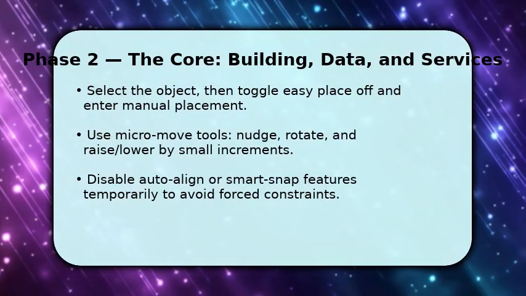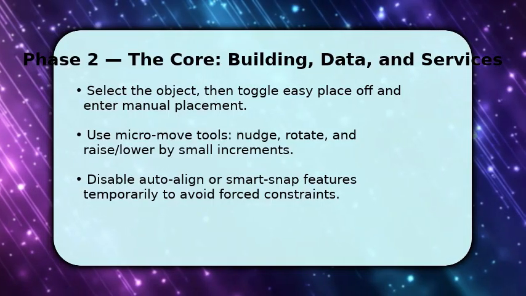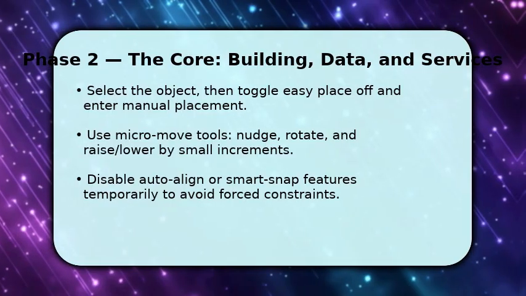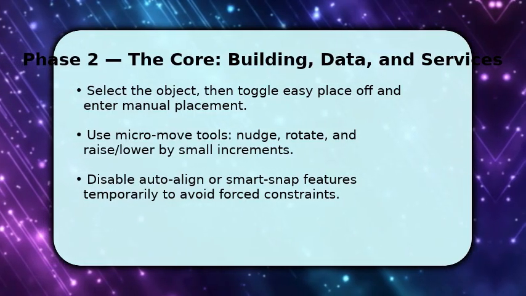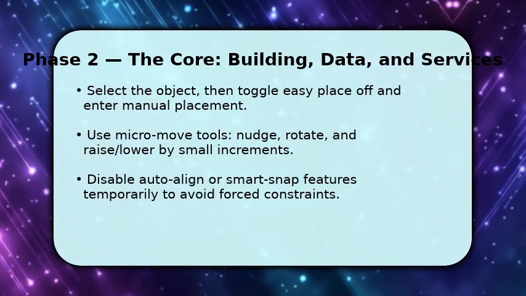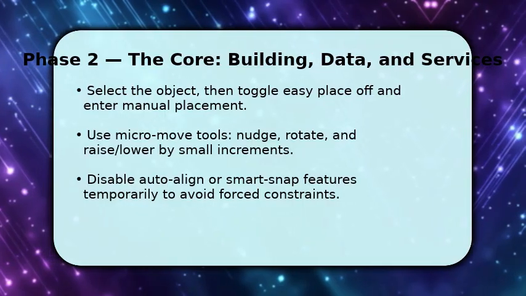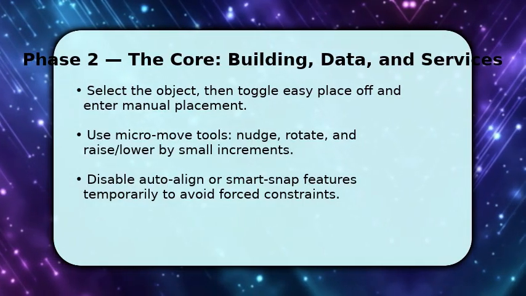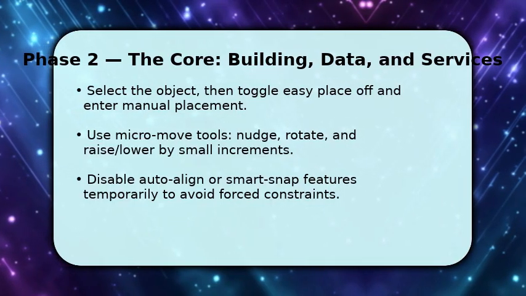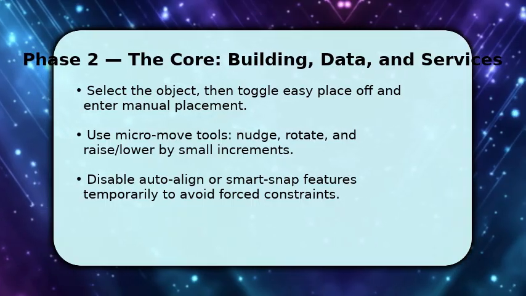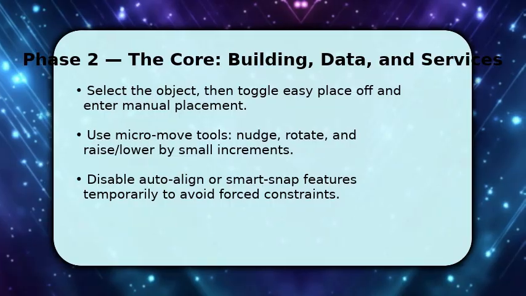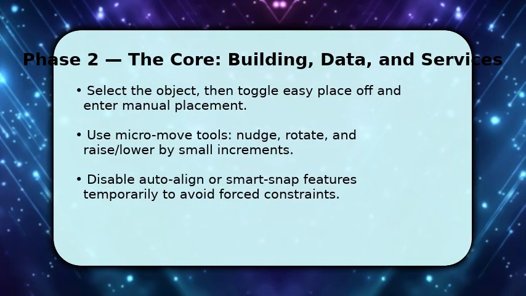Next, select the item that triggers the action prevented by Easy Place mode and toggle Easy Place off so you can switch to manual placement. Once manual, use micro-move tools to nudge, rotate, and lift the object in small increments. This avoids collision triggers. Also, disable auto-align or smart snap temporarily so the editor stops forcing positions that block actions. You're doing this to regain precise control, so adjustments don't reintroduce the original prevention.